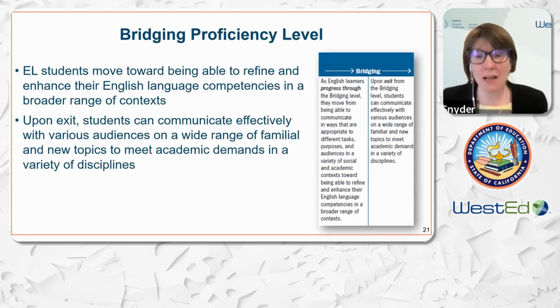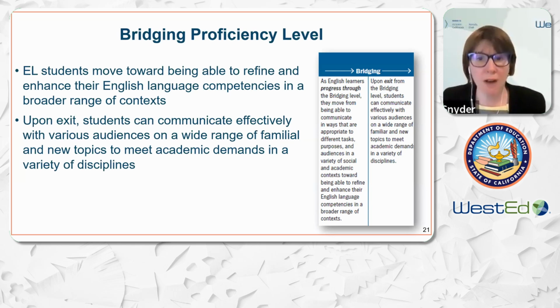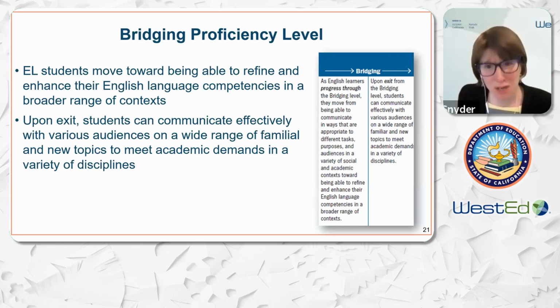Now, at the bridging level, EL students continue to learn and apply a range of high-level English language skills in a variety of contexts, including comprehension and production of highly technical texts. As English learners progress through the bridging level, they move from being able to communicate in ways that are appropriate to different tasks, purposes, and audiences in a variety of social and academic contexts toward being able to refine and enhance their English language competencies in a broader range of contexts. Upon exit from the bridging level, students can communicate effectively with various audiences on a wide range of familiar and new topics to meet academic demands in a variety of disciplines. The image on the slide shows the bridging level descriptors from the chart.